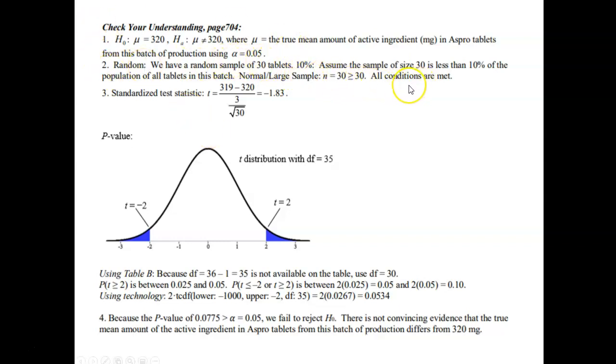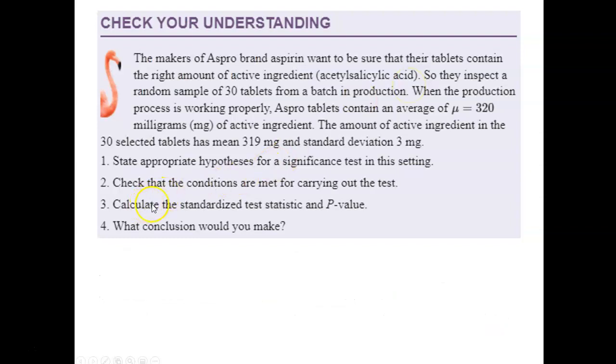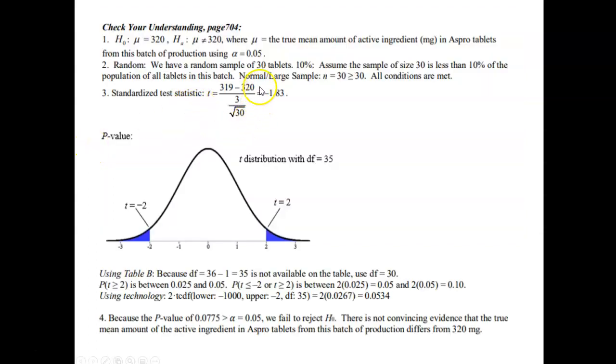All conditions are met. All right, so now they're going to want us to calculate the standardized test statistic. So let's go through this the long way using the formula, because it is important, and then we're going to find the p-value, and for goodness' sake, please draw out the curve. So calculating the test statistic, we're going to use our formula that starts with the sample mean, which was 319, minus the hypothesized mean, which is 320, divided by the sample deviation, which is 3, divided by the square root of n, which is the square root of 30. So that's what we see right here.